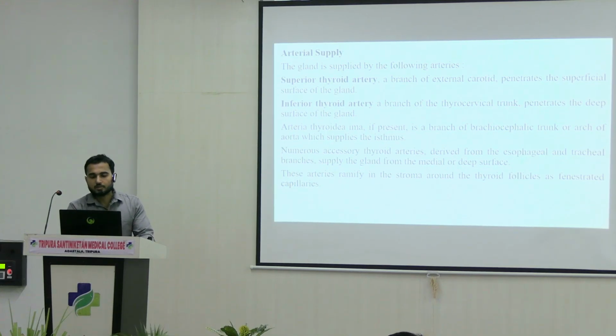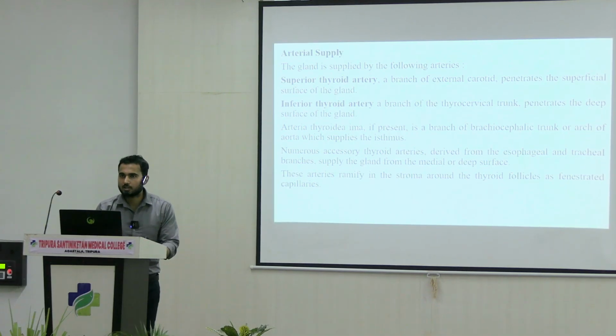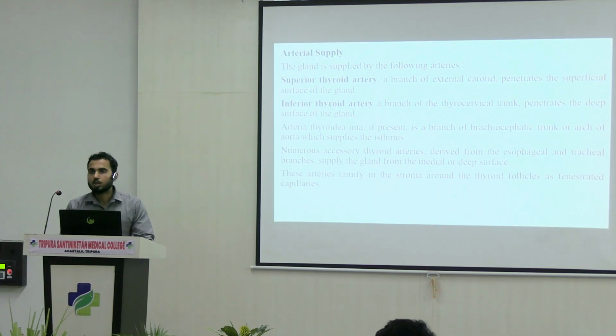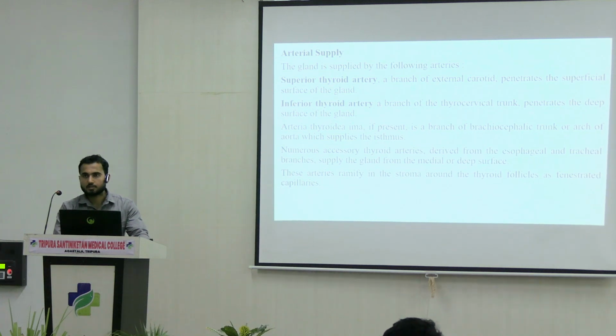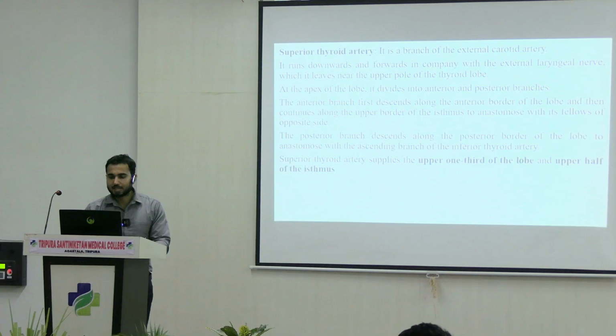Okay. So now we will see about each and every artery, the superior thyroid artery and inferior thyroid artery. Why? Because both the arteries are related with an important nerve. That's why we have to know about the course of each and every artery. So first is the superior thyroid artery, which is a branch of the external carotid artery.